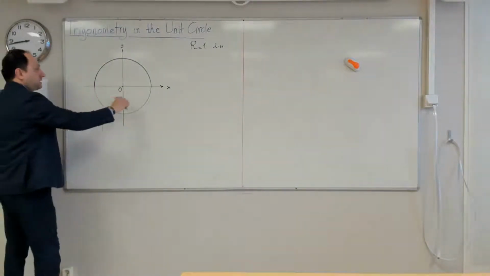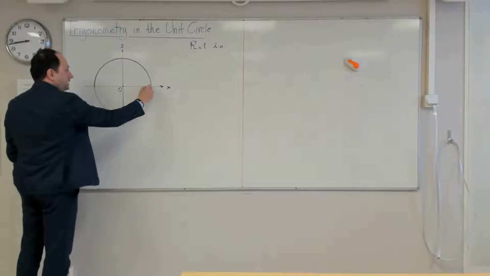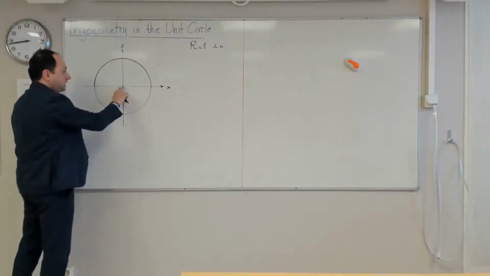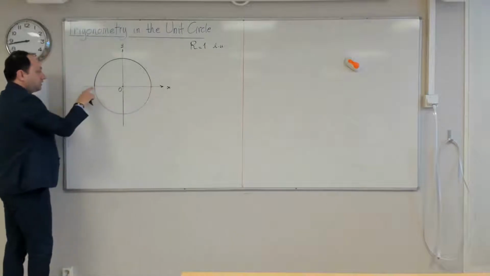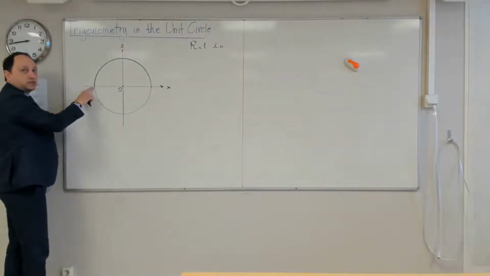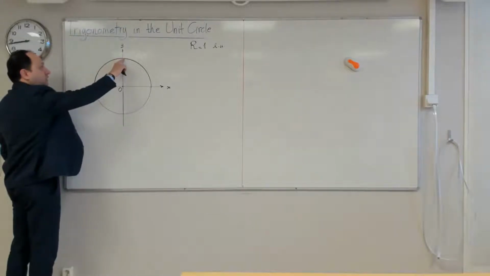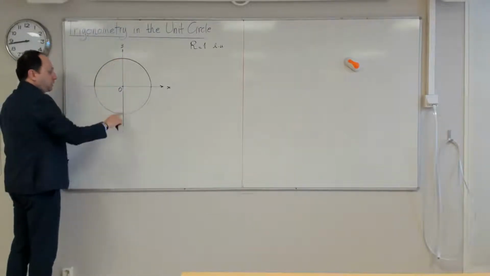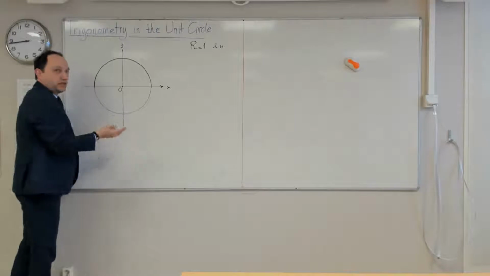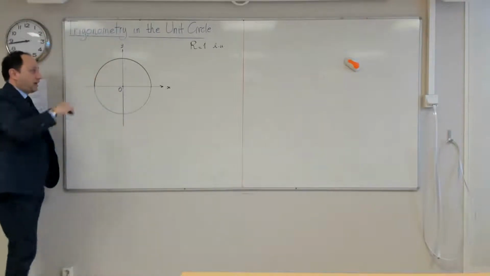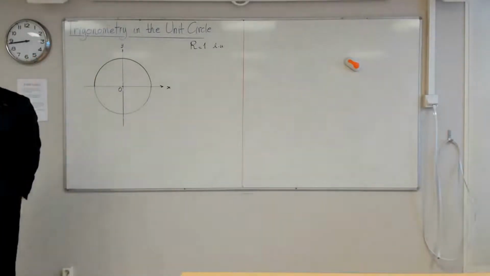So if I ask you what number is here, you would say this number is equal to 1 because the length is 1. And if I ask you what is the x-coordinate of this point, you would say -1. What is the y-coordinate of this point? +1. What is the y-coordinate of this point? -1. So this is the meaning of having a unit circle.